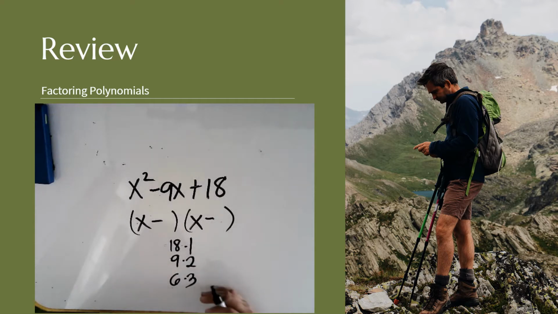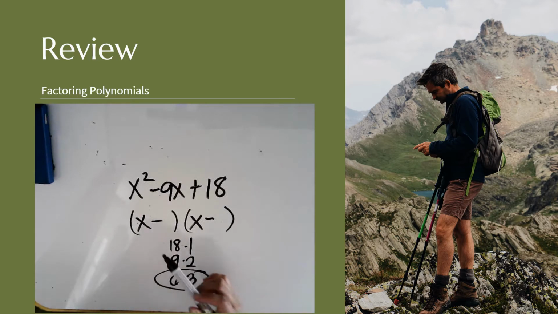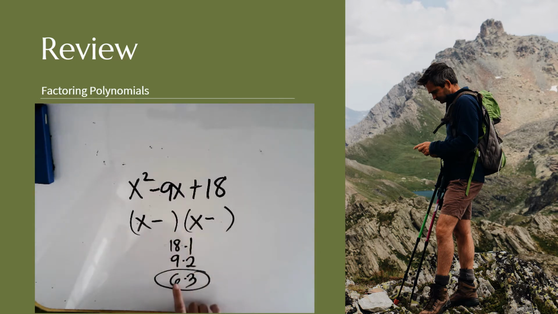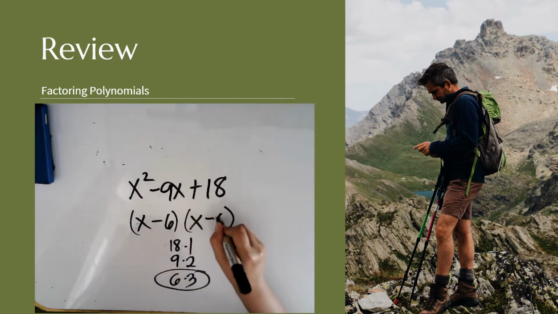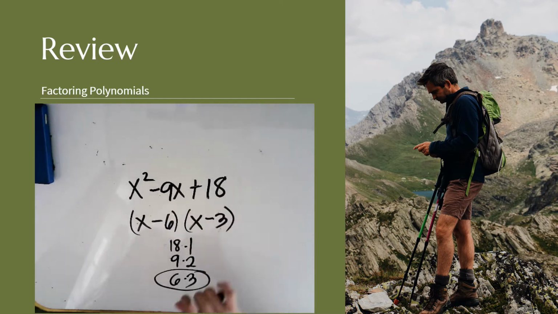But which pair will lead us to 9? It is 6 times 3. 6 times 3 is 18, and 6 plus 3 is equal to 9. So, we're going to use these numbers. It doesn't matter where you place 6 or 3 since they are both negative. So this one must be 3.